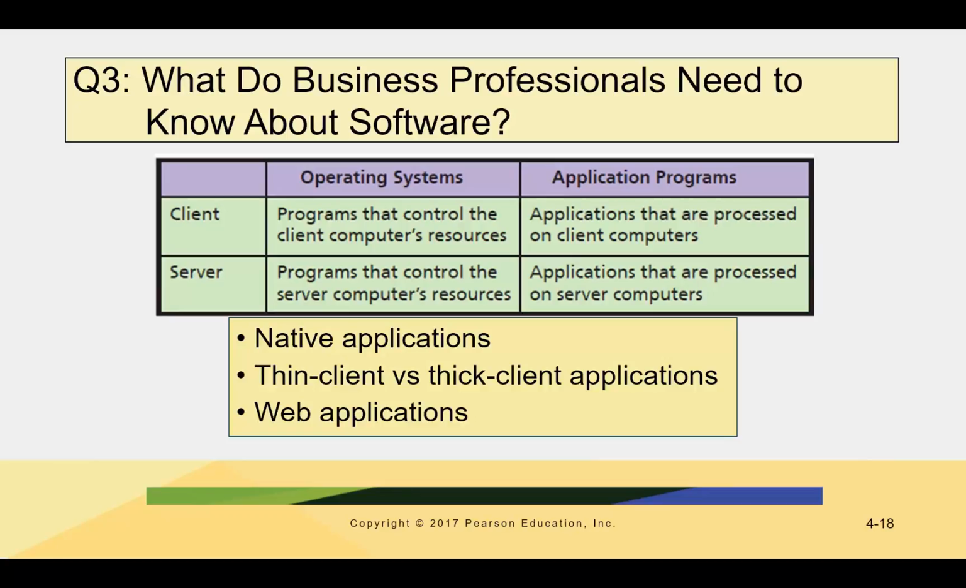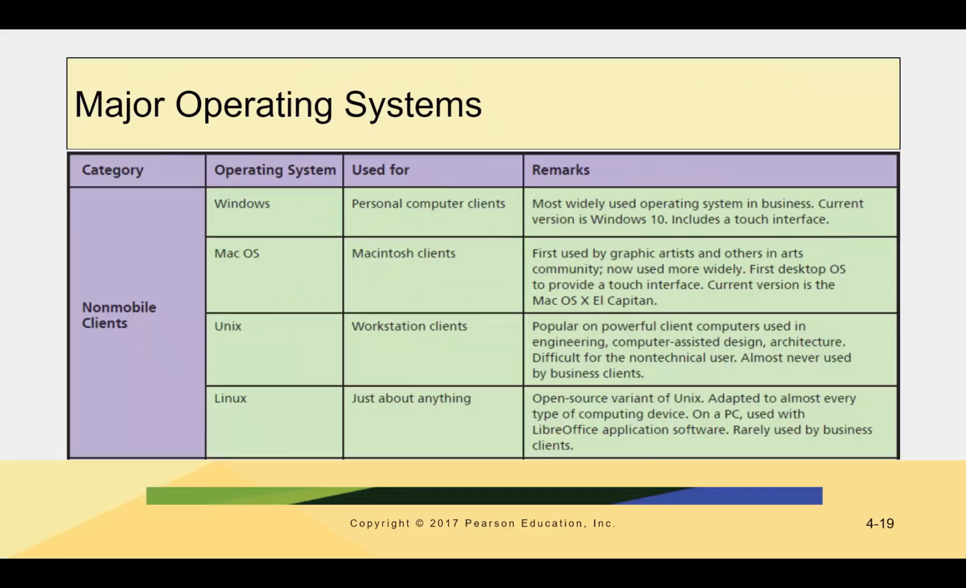Who knows? What do business professionals need to know about software? Well, you have two types, client and server. You can see what they are up here. We've talked about thin and thick net client already. Major operating systems, the majority of you all have one of two, either Windows or Mac. I don't know of anyone else that's using a Unix or Linux. There may be someone in the crowd that's using a Linux. I doubt anyone's using Unix unless you work at a company that uses it.